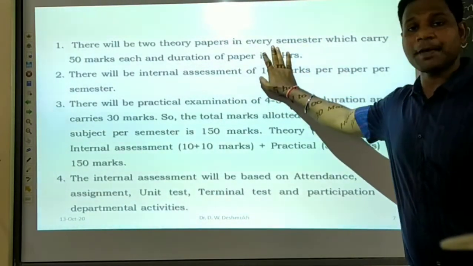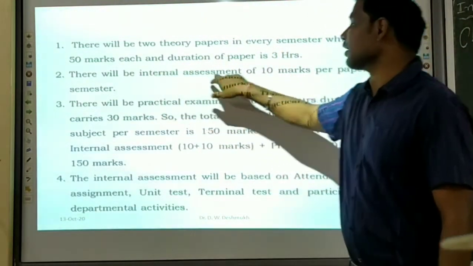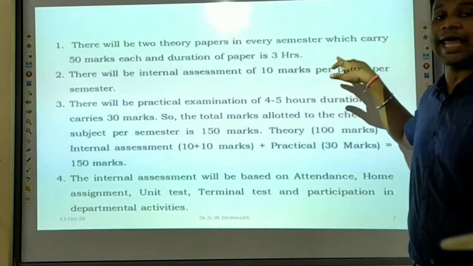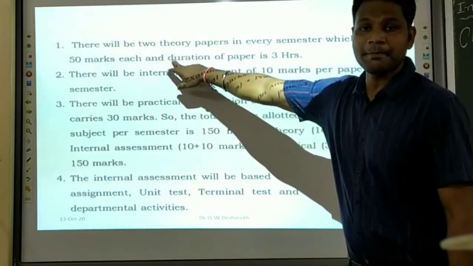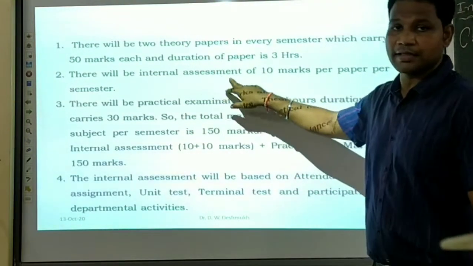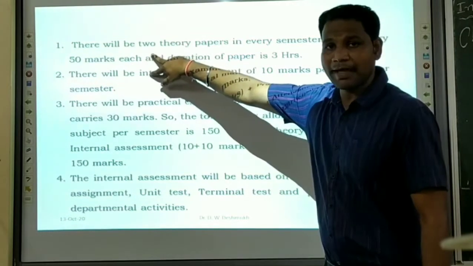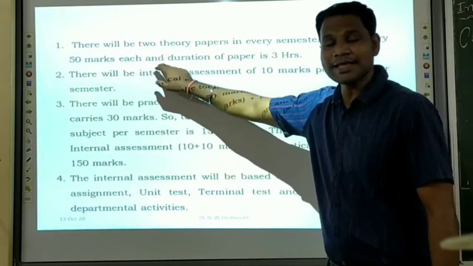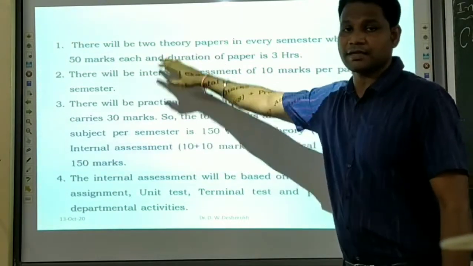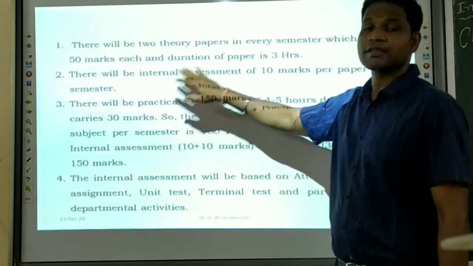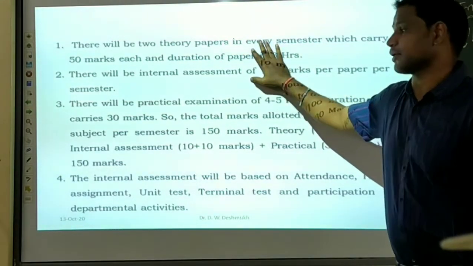Then each paper has internal marks. So there will be internal assessment of 10 marks for every paper in every semester. So total 50 plus 50, 10 plus 10. So inorganic chemistry का पेपर आपको कितने मार्क का होगा फिर? 50 मार्क्स plus 10 मार्क्स. So total 60 मार्क. Theory 50 plus 10 internal, 60 plus 60. So total 120 मार्क का theory और 30 मार्क्स का आपका practical रहेगा.